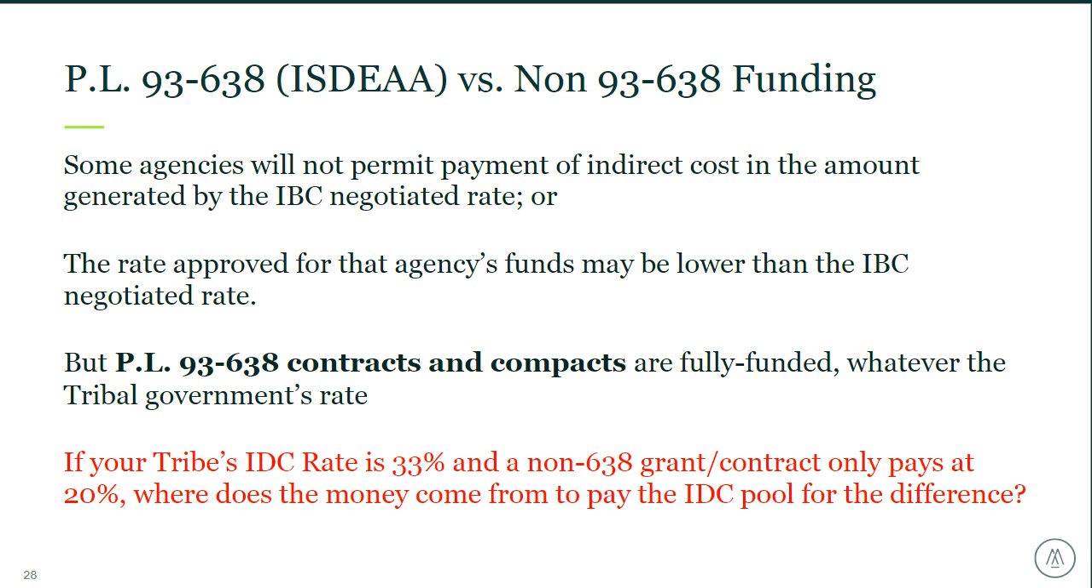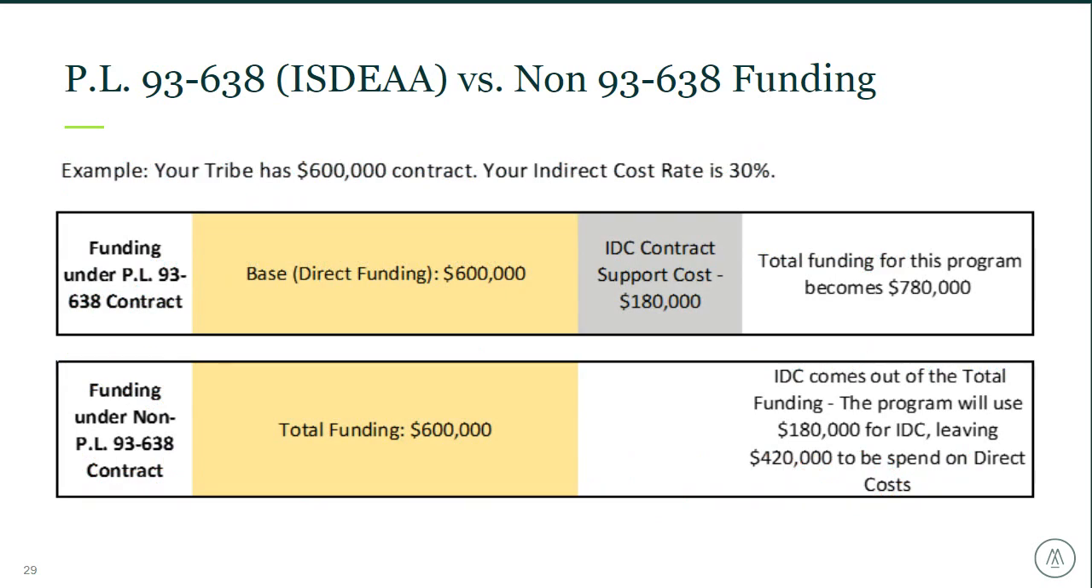So the benefit of indirect for 638 funding is here in this example that I'll show you. So, for example, your tribe receives a grant contract of $600,000, and your indirect cost rate is 30%. Let's say it was a 638 contract, which means you receive $600,000, but under 638, you get indirect cost as an add-on funding, which means the indirect cost you receive above the $600,000 will be 30% of it, which is $180,000. So the total funding available for the program is $780,000.